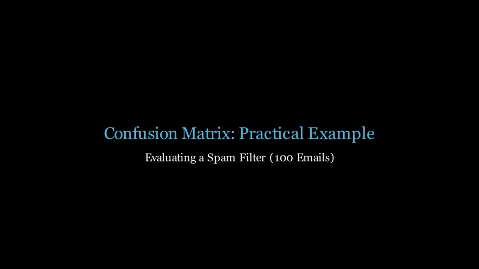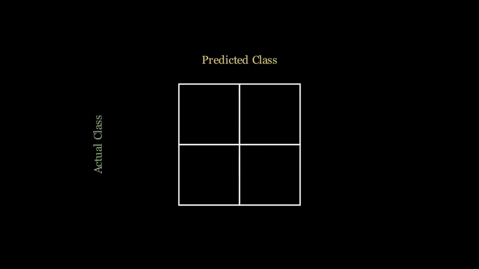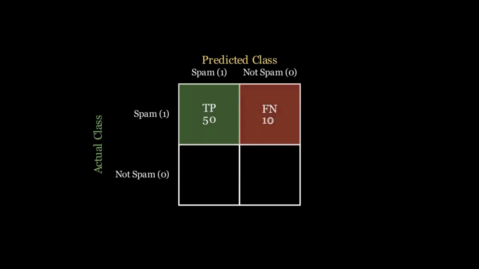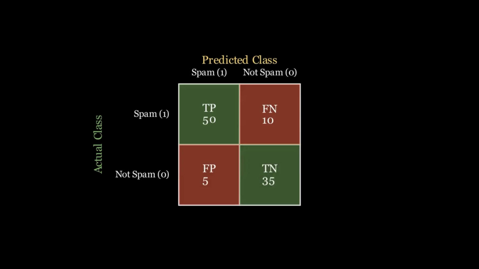Let's look at a practical example to see how this works in the real world. Imagine we are testing a spam filter on a dataset of 100 emails. Out of our 100 emails, our filter flags 50 legitimate spam emails correctly, giving us 50 true positives. However, 10 spam emails slip through the cracks into the main inbox. Those are our 10 false negatives. On the other side, 5 regular emails were mistakenly flagged as spam, resulting in 5 false positives. And finally, 35 clean emails were correctly left alone, giving us 35 true negatives.